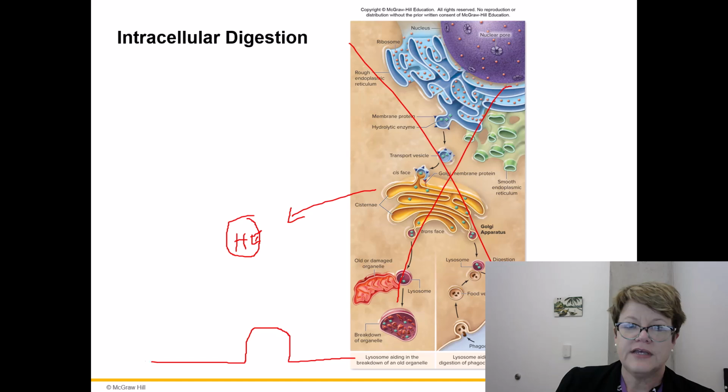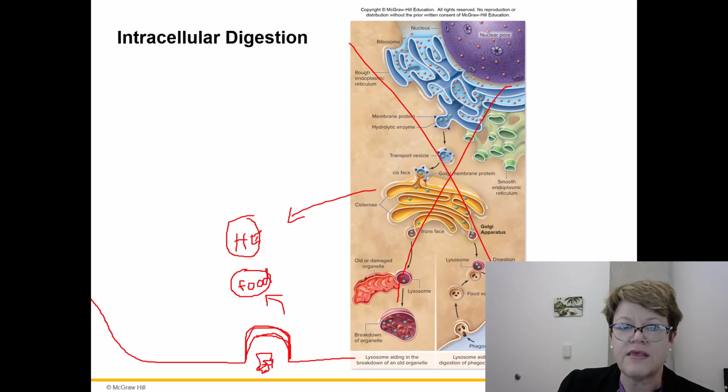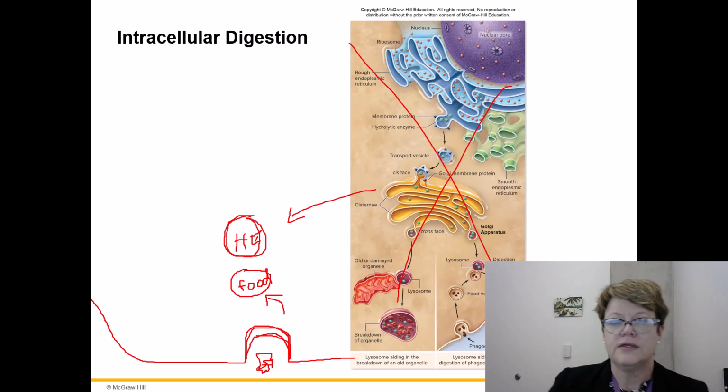So outside the cell, I'm drawing the cell membrane here in red, there are molecules. And what they do is they come to the surface of the cell from the outside surface, and the cell surrounds them with membrane, and it pinches off inward as a vesicle. So this is food that is brought in from the outside of the cell. So anytime there's a food vacuole, the lysosome, which I show here, will fuse with that food vacuole.